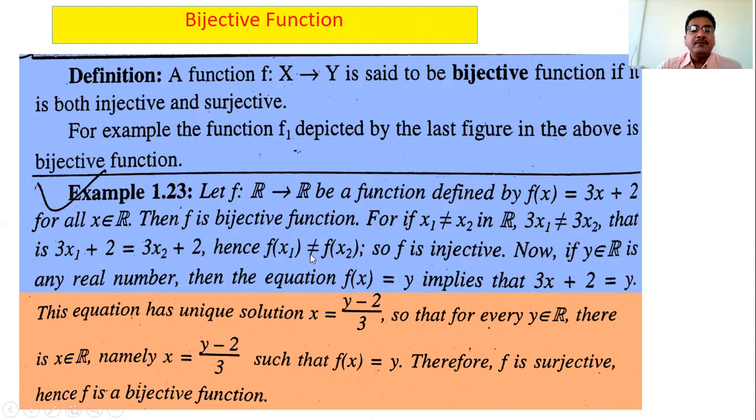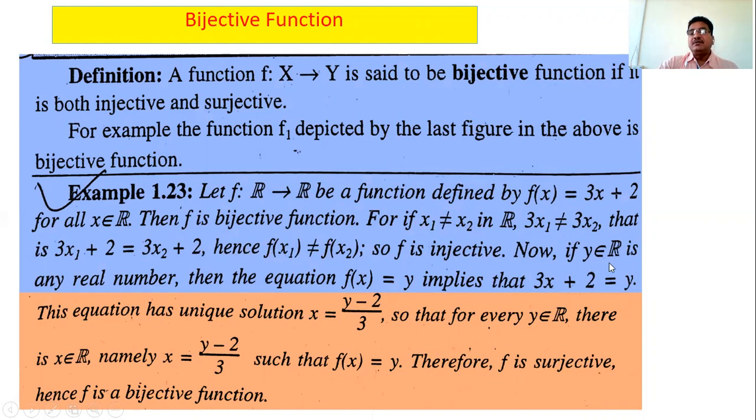And therefore what we have is 3x1 plus 2 means f of x1, and 3x2 plus 2 means f of x2. So f of x1 is not equal to f of x2, and therefore the function f is injective. Why is the function f injective? Because if the elements are different in the domain, then their images f of x1 and f of x2 are also different in the codomain, and therefore the function is injective.